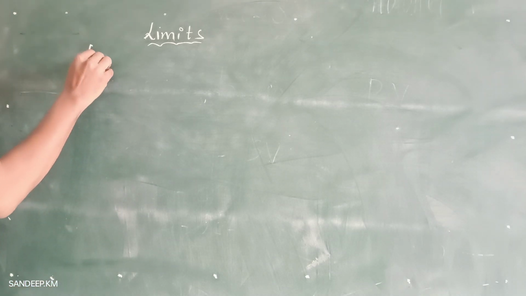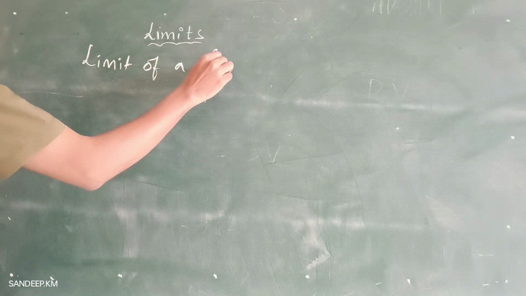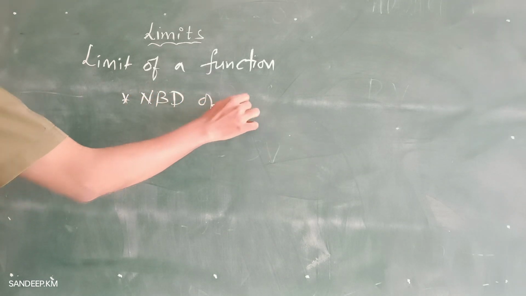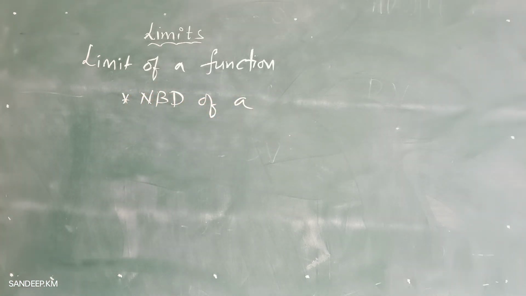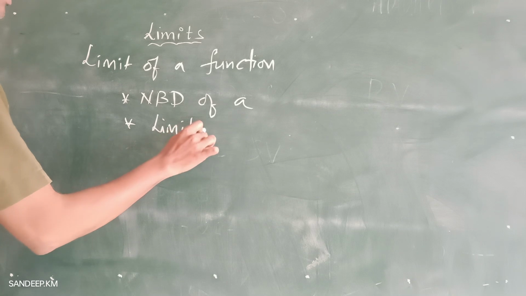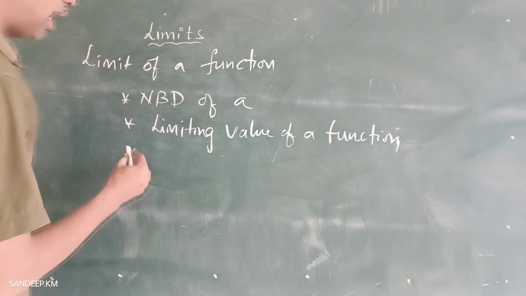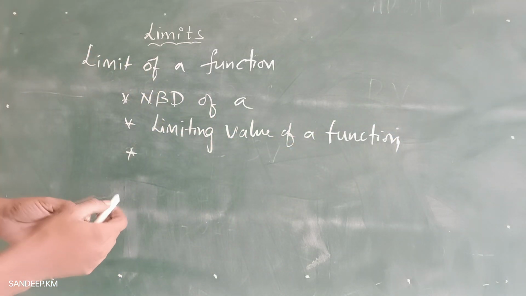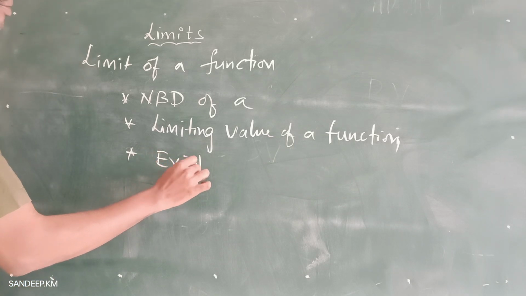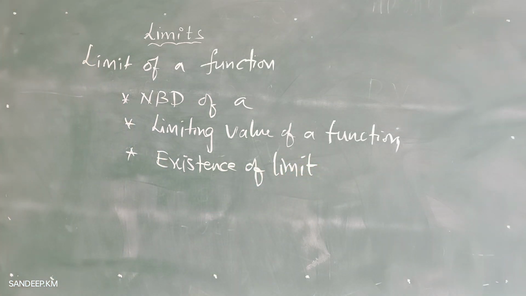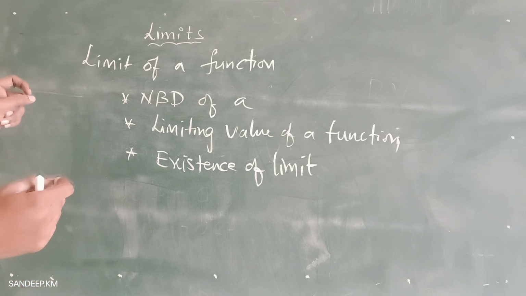So we are going to understand the limit of a function. To understand what is the limit of a function, we should know what is the neighborhood of any real number a, and after that we will talk about the limiting value of a function. And then we will see whether the limit exists or not. So we will talk about existence of limit with a few examples. Now first let us talk about neighborhood of a.